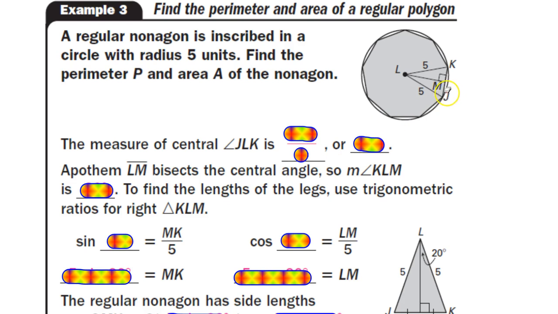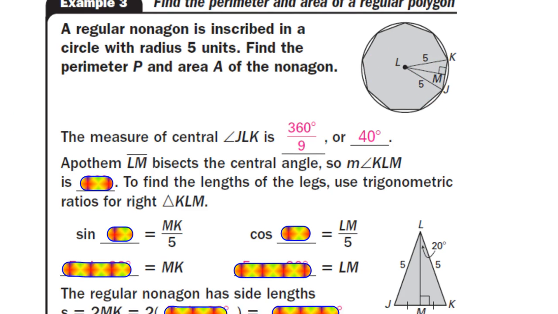So we construct an altitude, which is the apothem, and that creates out of this isosceles triangle 2 right triangles. And we can easily find the measure of angle JLK, right? Because we know that we have 9 congruent angles that make up 360 degrees. So 360 divided by 9 is 40. So we've got a 40-degree central angle, then the altitude cuts that in half, it bisects it. So angle MLK, or JLM, is 20 degrees.